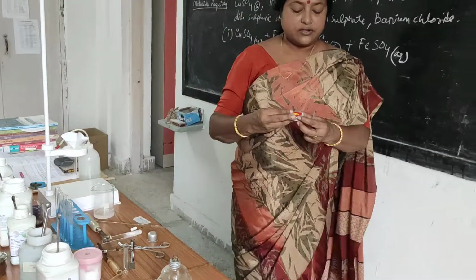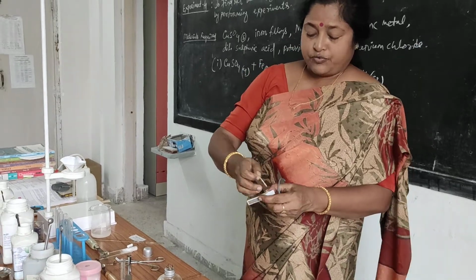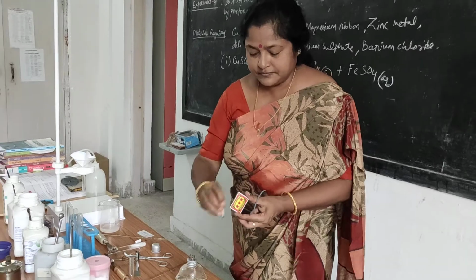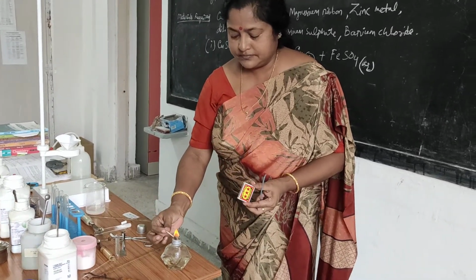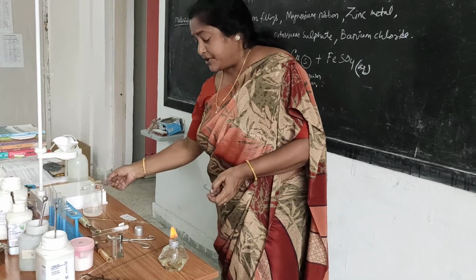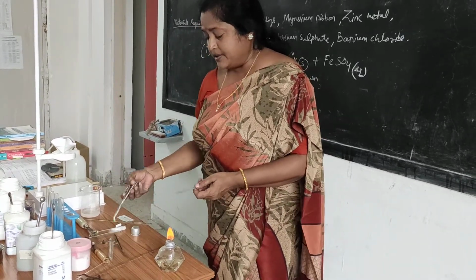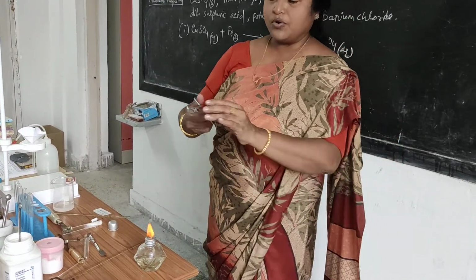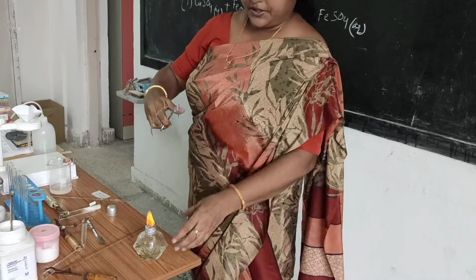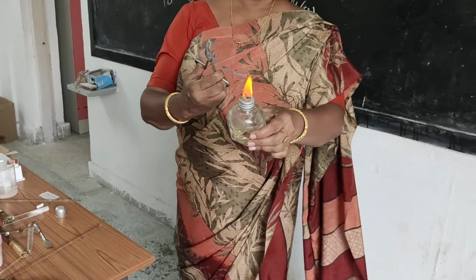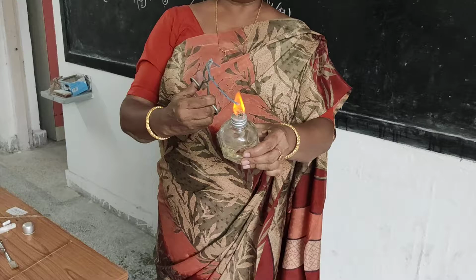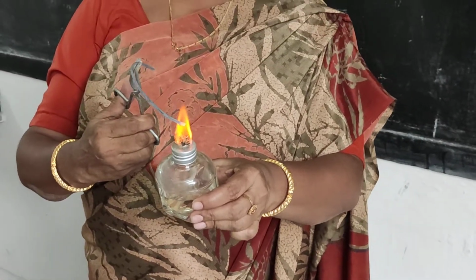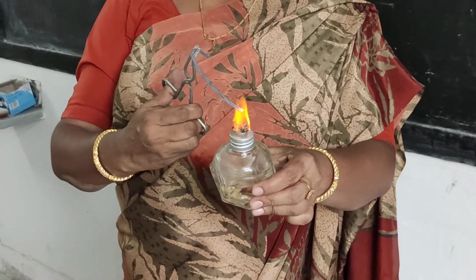Okay. Let us put on the spirit lamp. Whether it is a chemical change or physical change, you will tell me. I am putting on the burner. I am holding the magnesium ribbon with a pair of tongs. This is a pair of tongs. You should know all the laboratory equipment. Now, I am showing you whether the magnesium ribbon burning is a physical change or a chemical change. I will show you students.